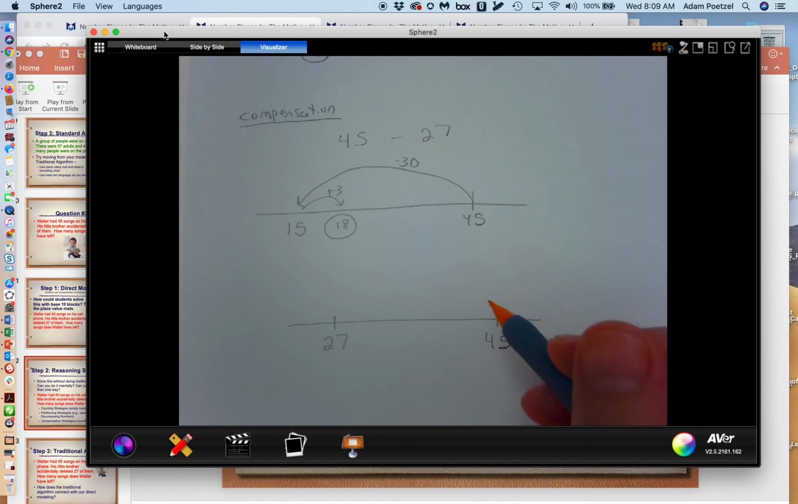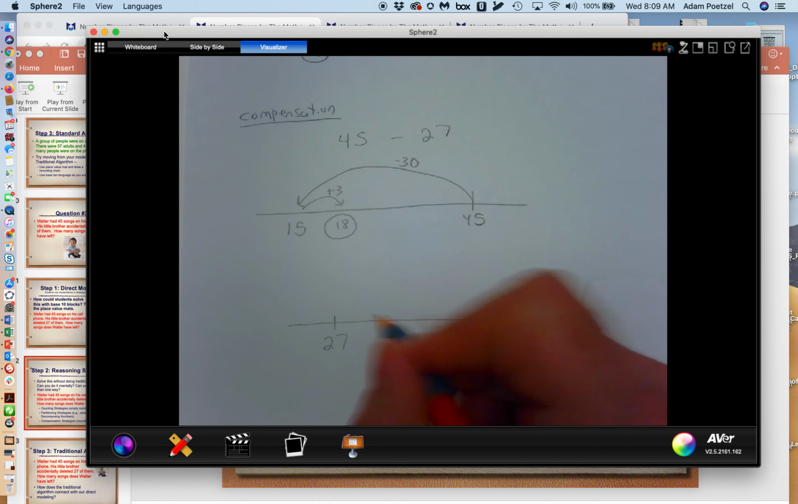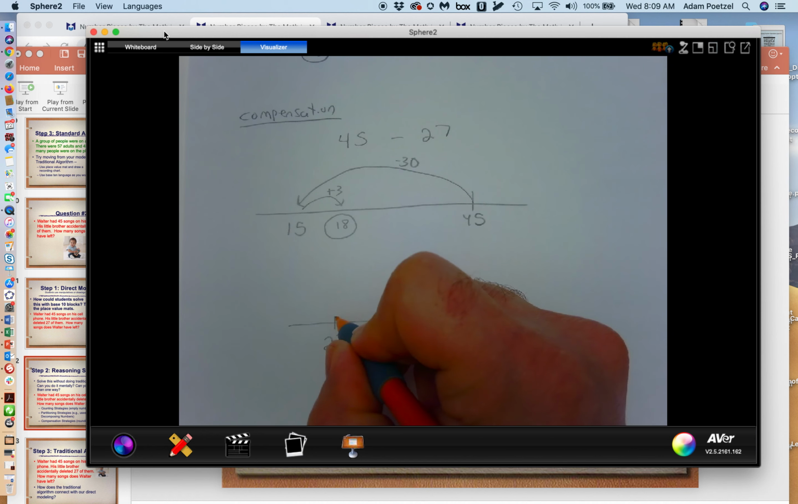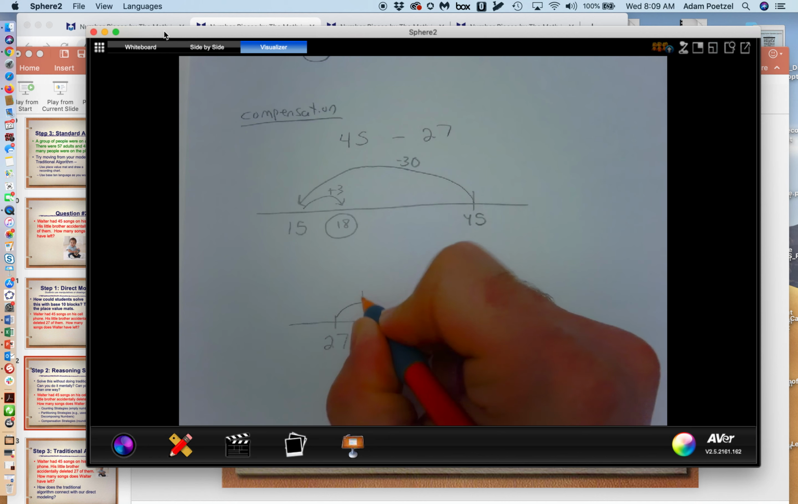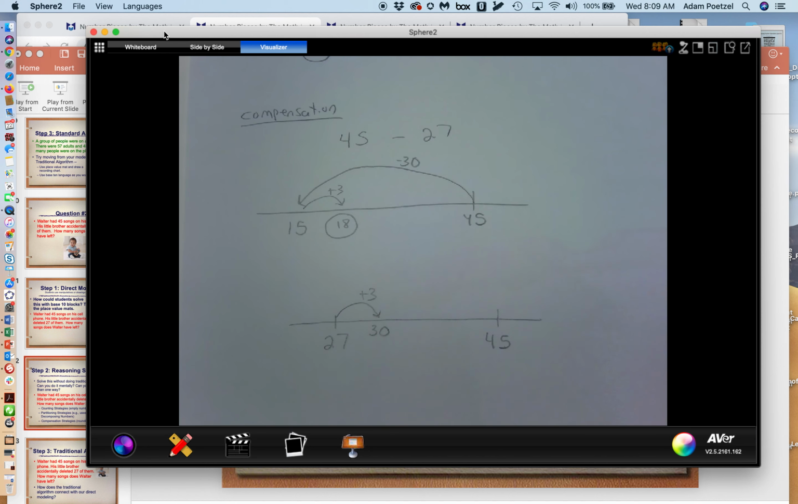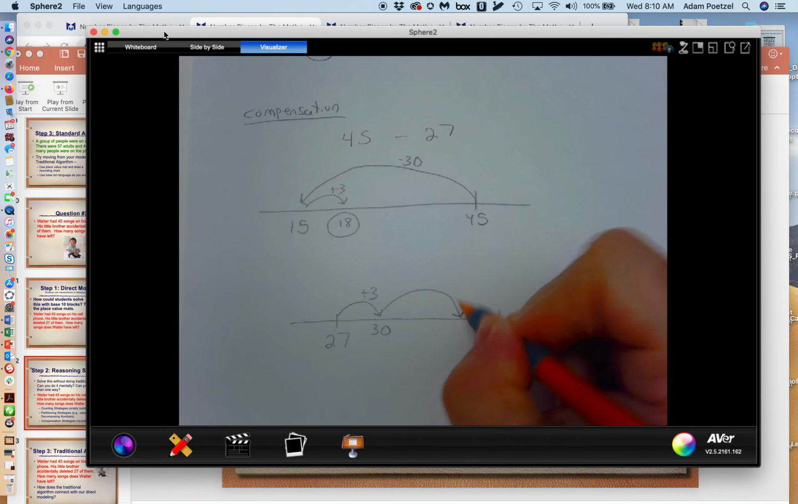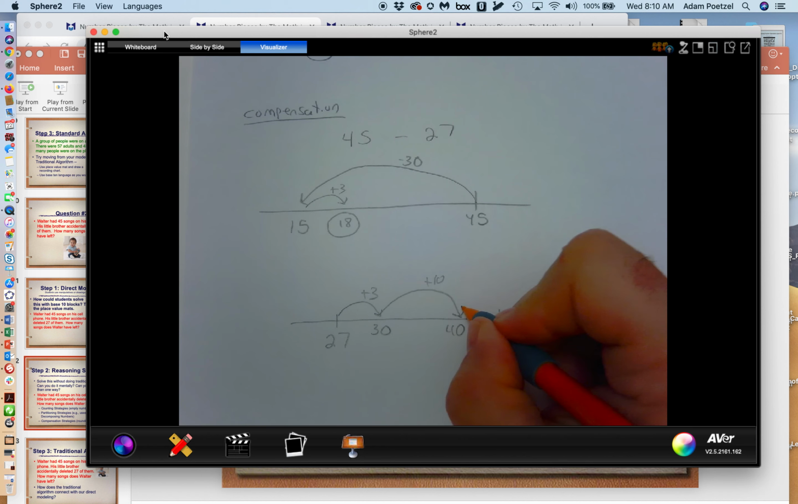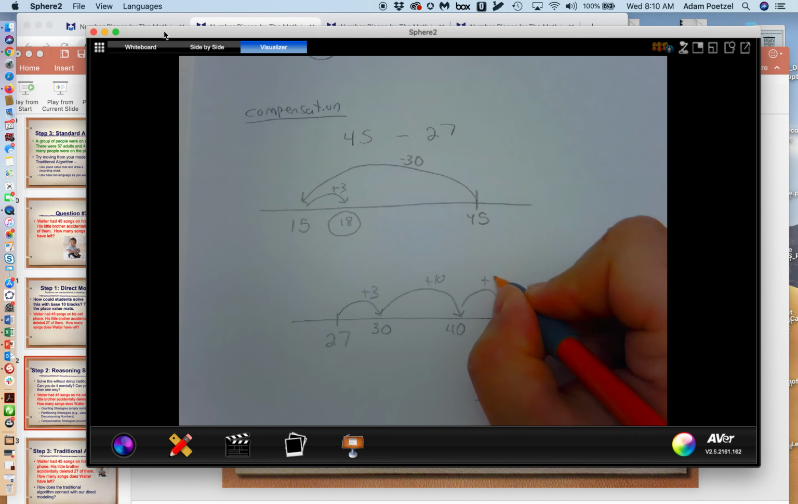But just to show that even if it's a problem like that, we can also solve a subtraction problem by figuring out the difference between these two, which might look like this. I might say, well, I want to get to a friendlier number, so I could jump up 3 to 30. And I know I could jump 10, and that would get me to 40. And I know I have to jump 5 more to get me to 45.